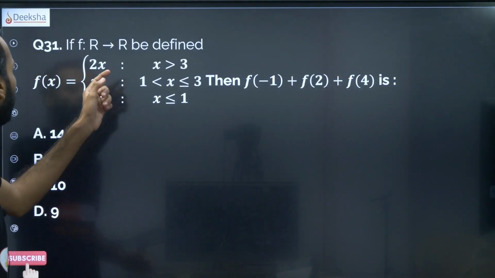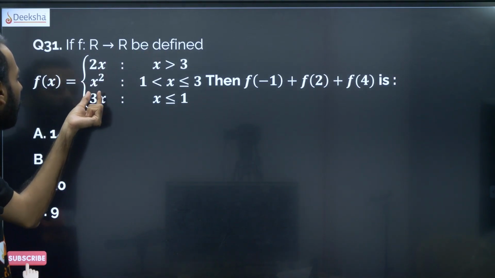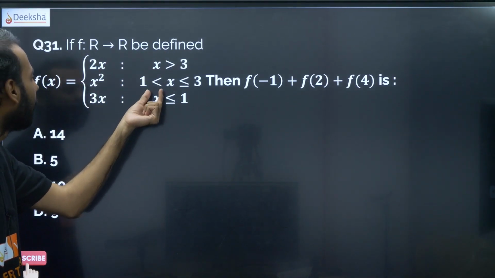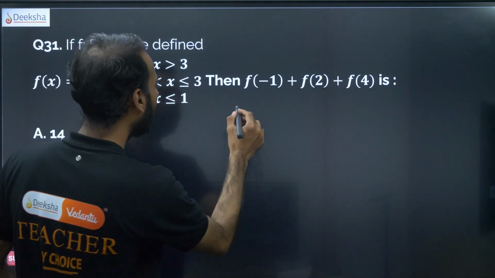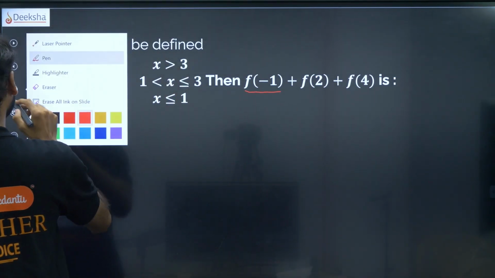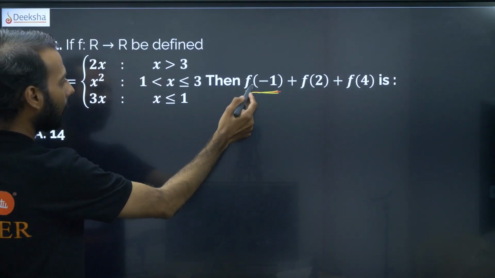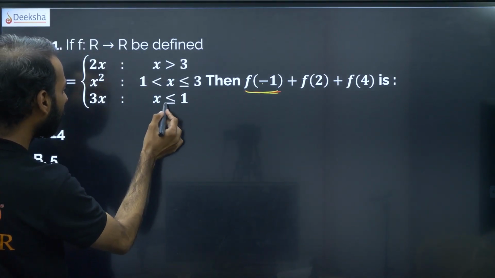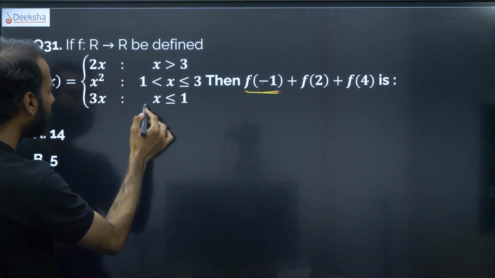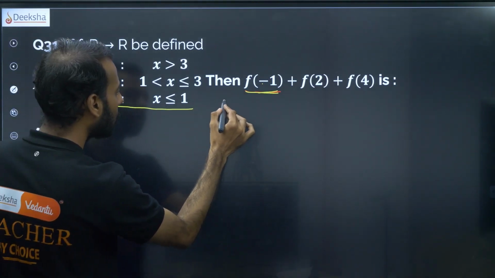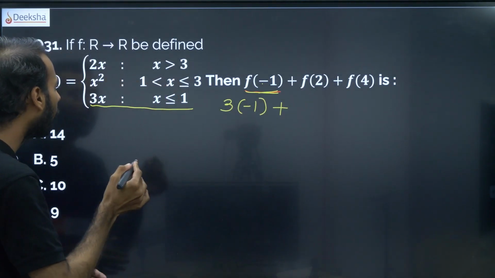If f from R to R is defined as a function with pieces 2x, x square, and 3x, with conditions on x like greater than 1 or less than or equal to, they have defined the function like this. They are asking to find the value of f of minus 1. See, whenever the input is minus 1 to this function, the function will behave like this. So 3 of minus 1 plus f of 2.